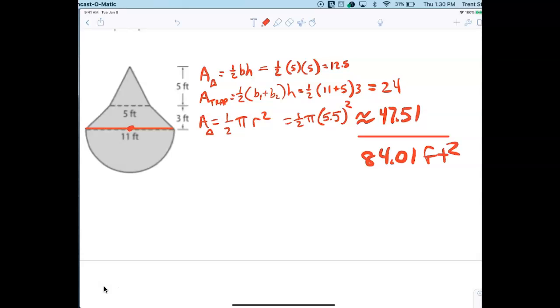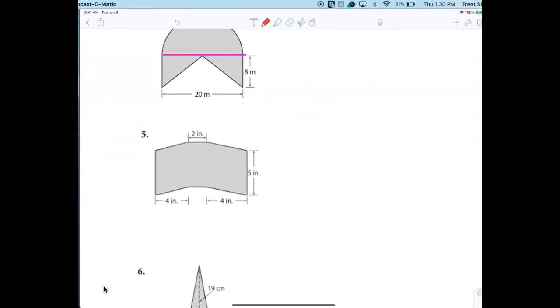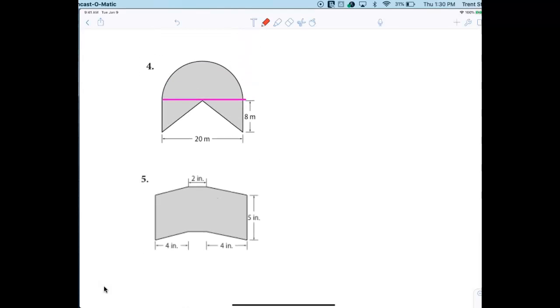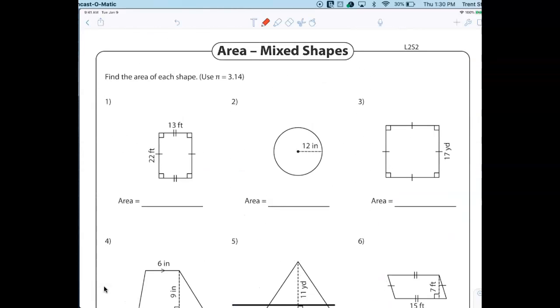All right, let's be happy with that. Now, listen to me. Your assignment right now is to try on your own 4, 5, 6. That's all I'm asking. 4, 5, and 6. And you have to do the second page. The second page is just a repeat of the first page. I don't want you to have too much homework. But I want you to try it on your own.